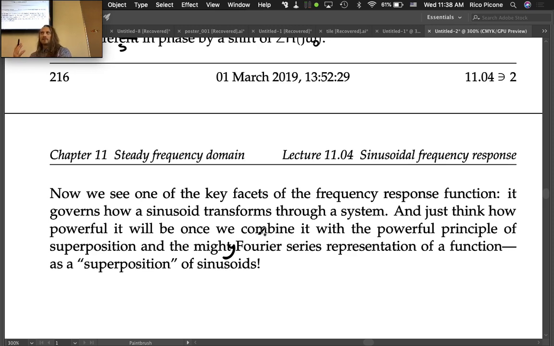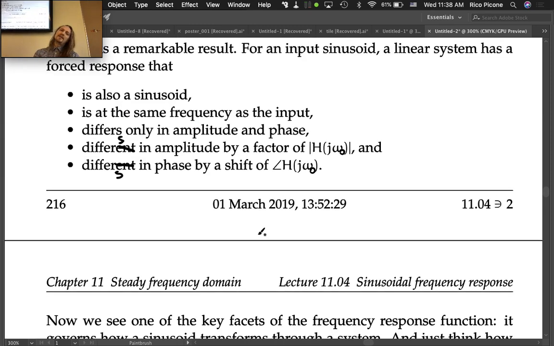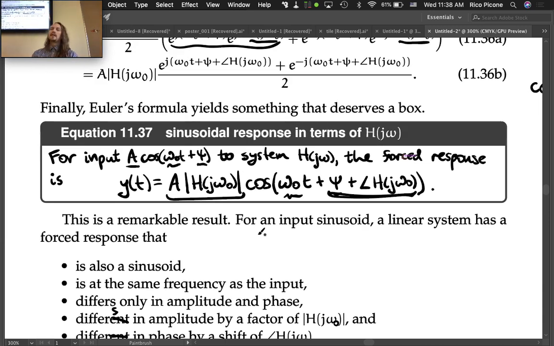So let's also connect this back. There's another thing to connect this to. We've actually solved for the forced response of a lot of different types of systems using different techniques, right?